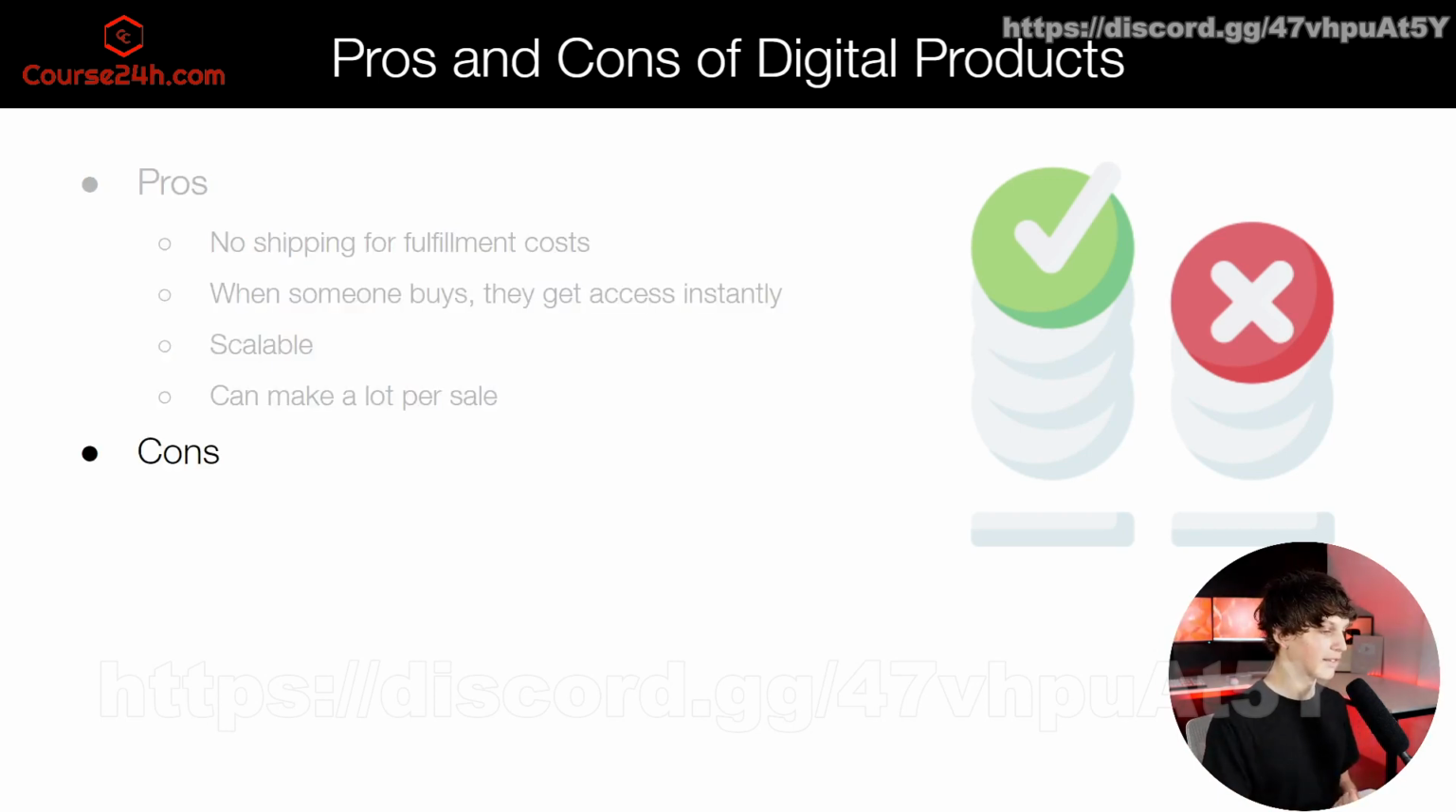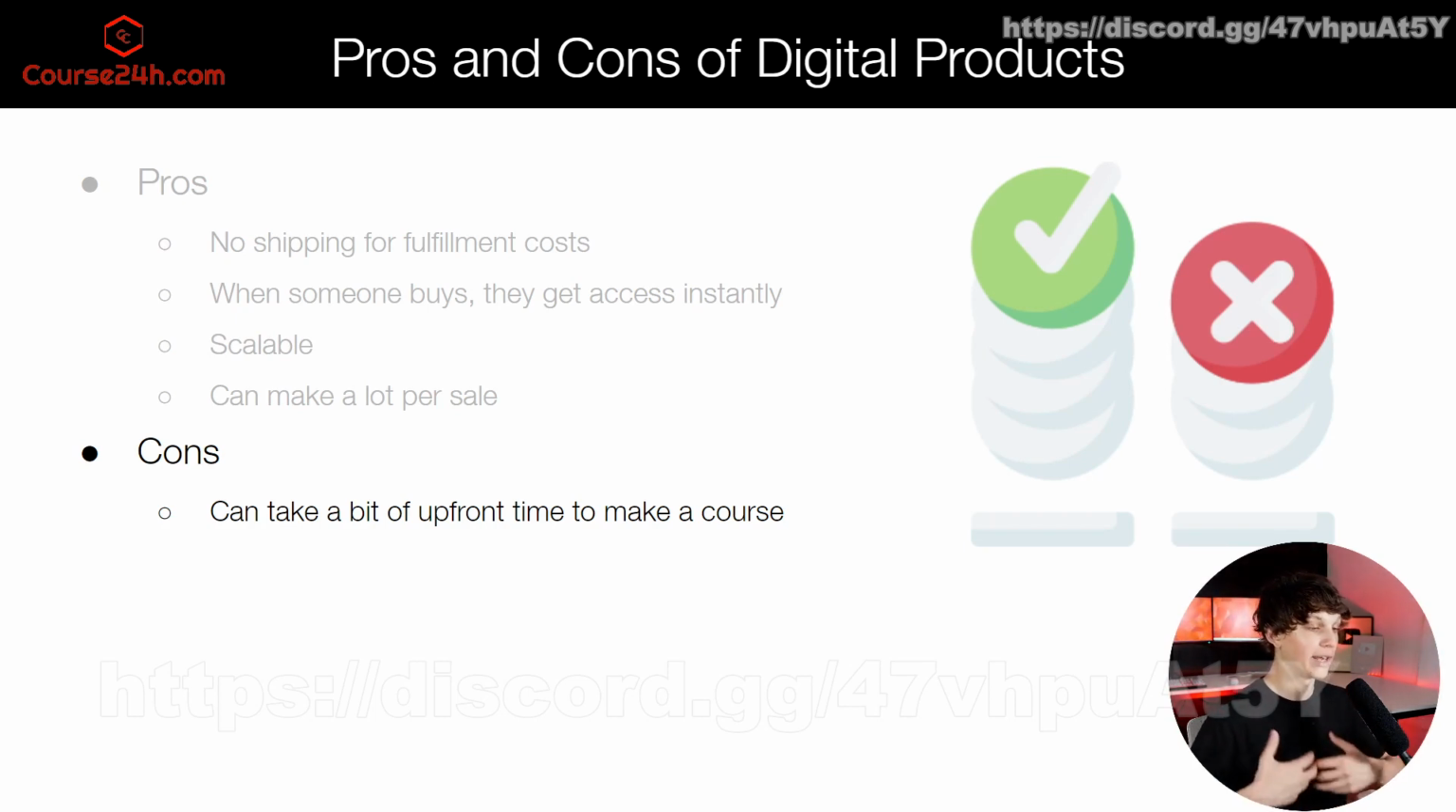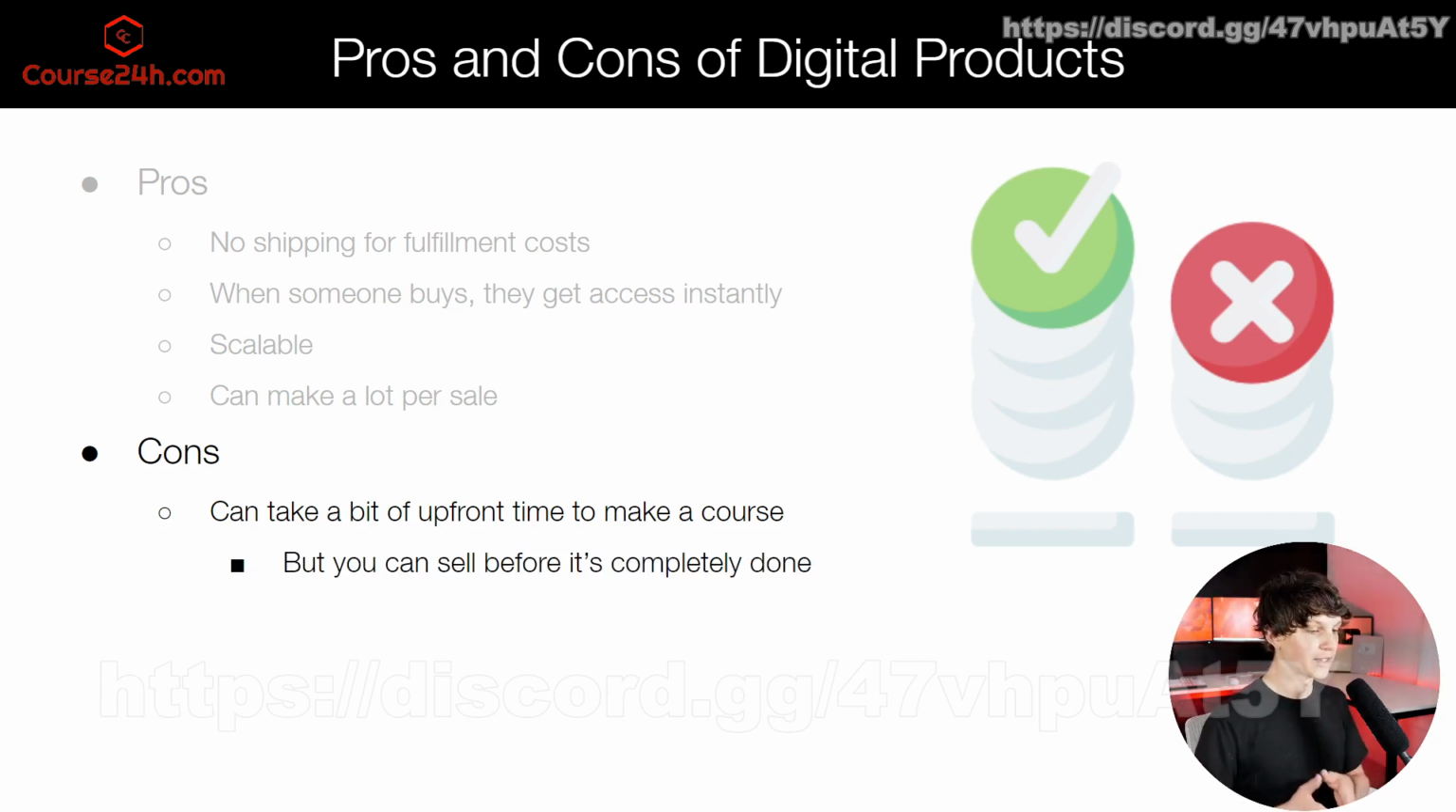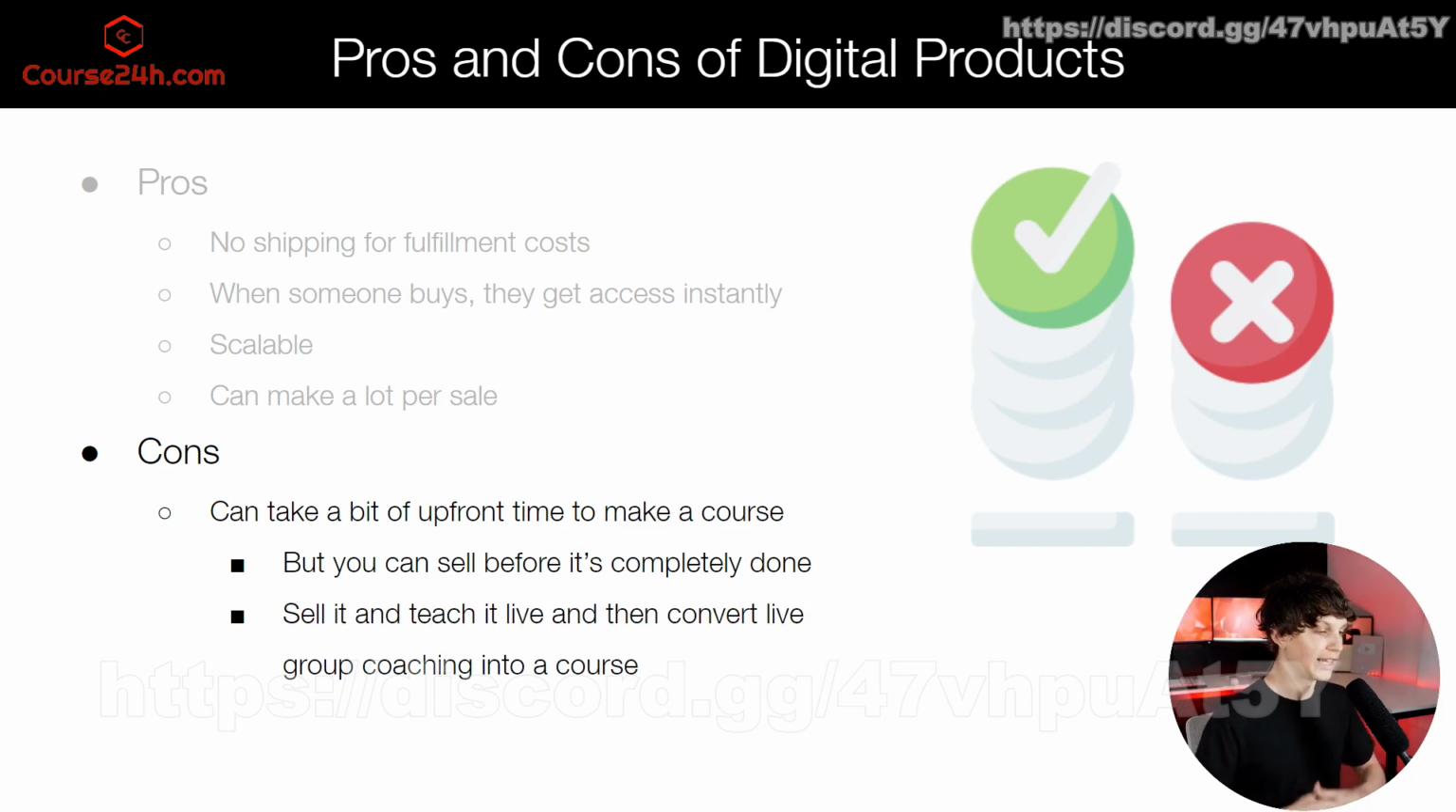Now, pretty much one of the biggest cons for selling digital products is that it can take a bit of upfront time to actually make a course or write an ebook or create a software. A lot of these things take a lot of upfront time to actually create. Now, one alternative, if you were to, for example, sell online courses, is you could sell it before it's completely done. And the way you would do this is by selling your course, teaching it live for the first time, maybe just make some slideshows and stuff, teach it live, and then later on convert the live group coaching into a course. So for example, that's actually what I did with this course, YouTube Mastery and Monetization.